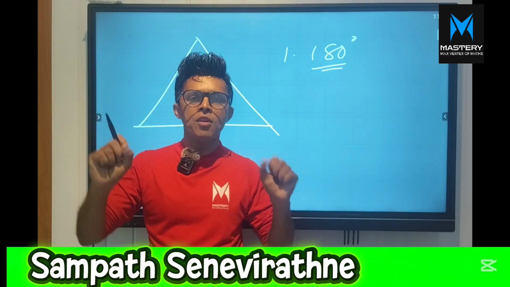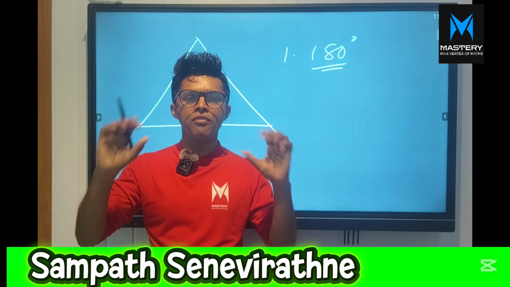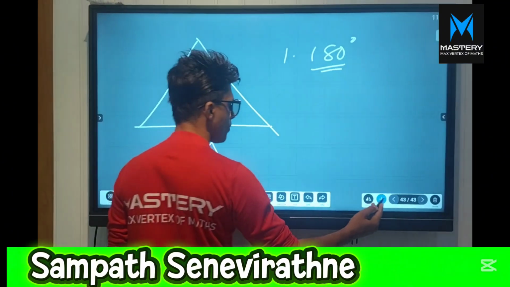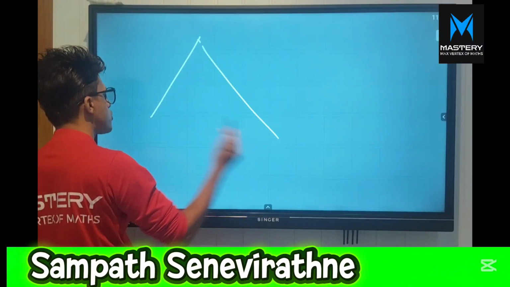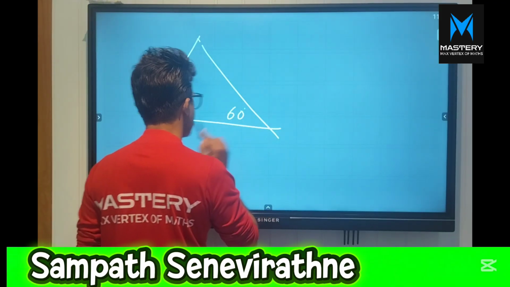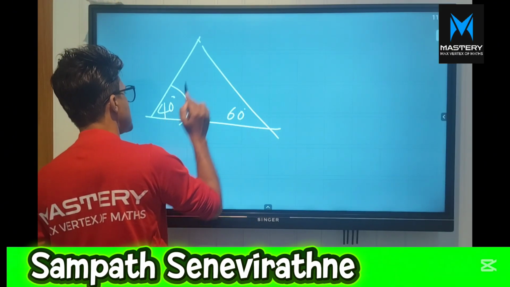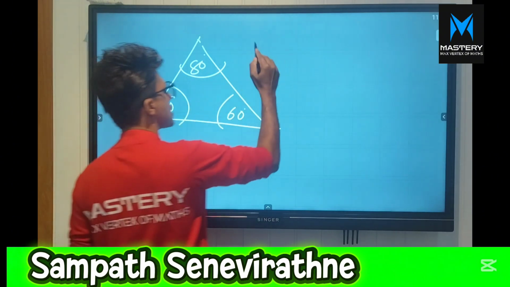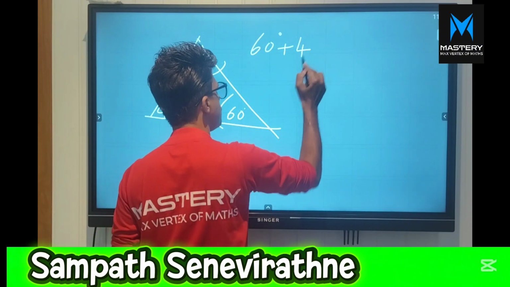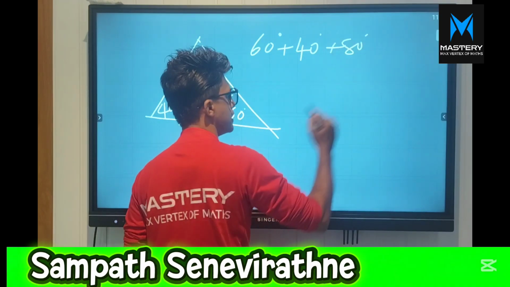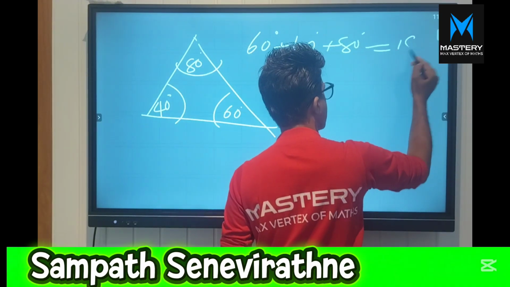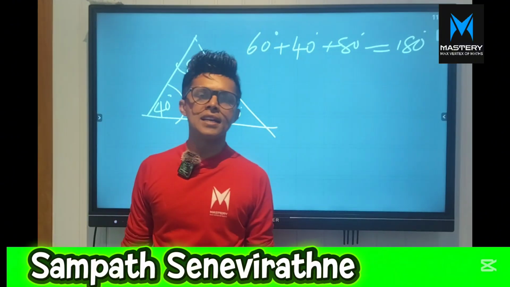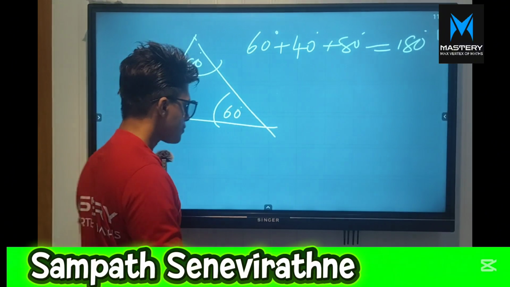So the sum of interior angles of a triangle is 180 degrees. Think of this one. This is 60 degrees, this is 40 degrees, and this should be 80 degrees. 60 degrees plus 40 degrees plus 80 degrees equals 180 degrees. The sum of interior angles of any triangle is 180 degrees.